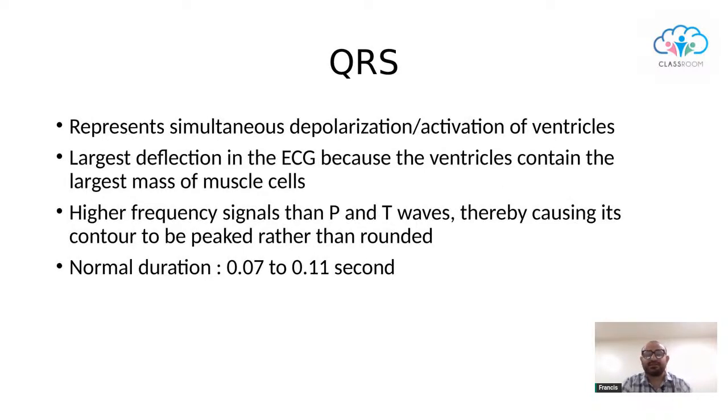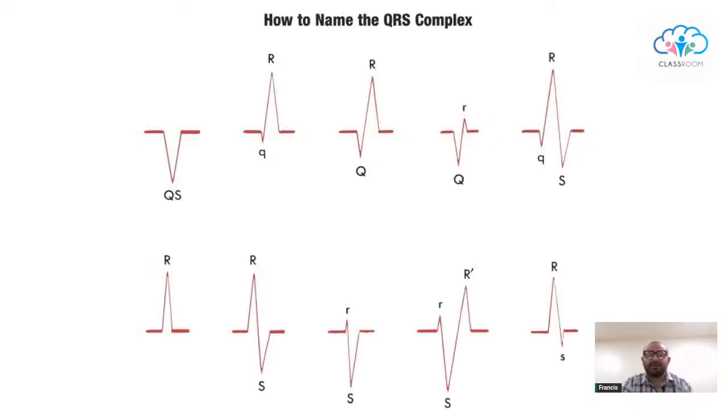QRS represents simultaneous depolarization or activation of the ventricles. It is the largest deflection in the ECG because the ventricles contain the largest mass of muscle cells. It has higher frequency signals than the P and T waves, thereby causing its contour to be peaked rather than rounded, and the normal duration is 0.07 to 0.11 seconds. Now, how does one name QRS complexes?